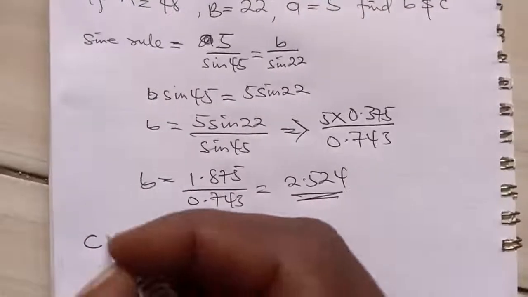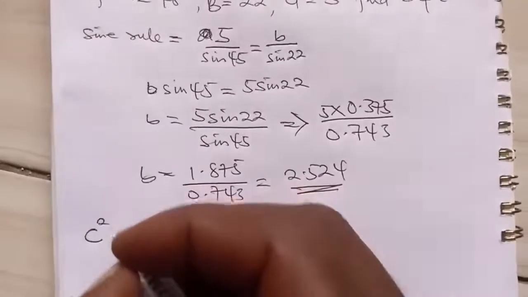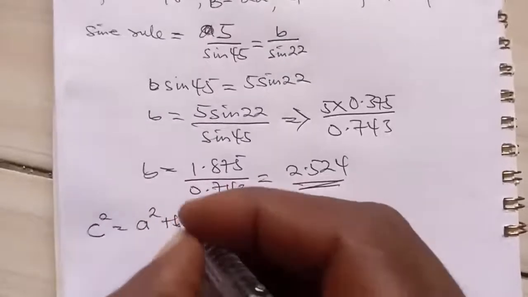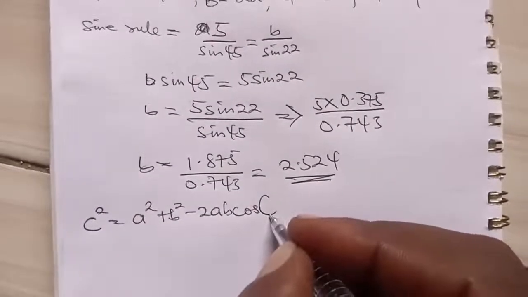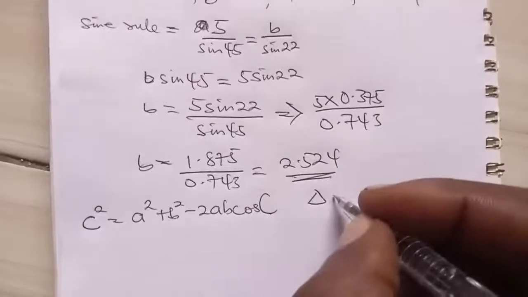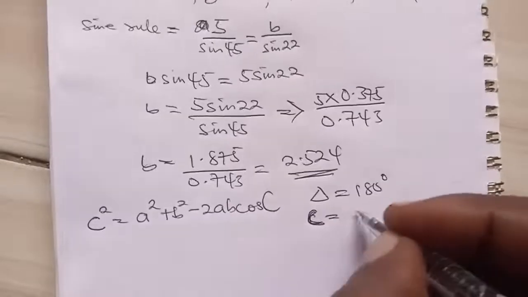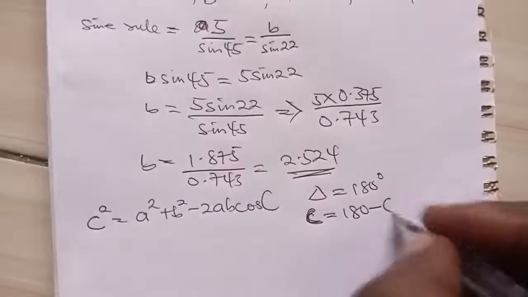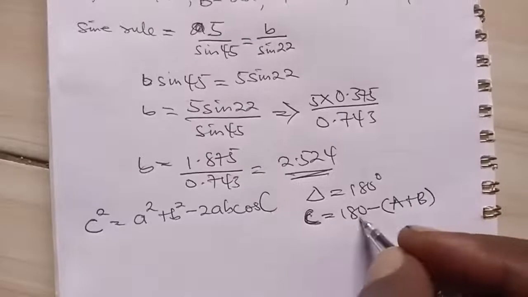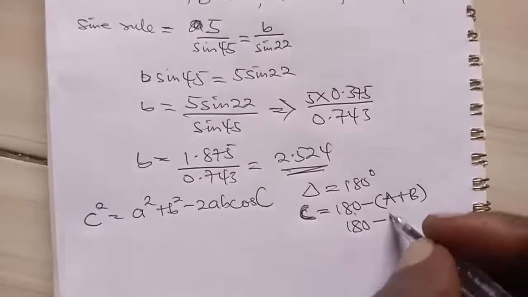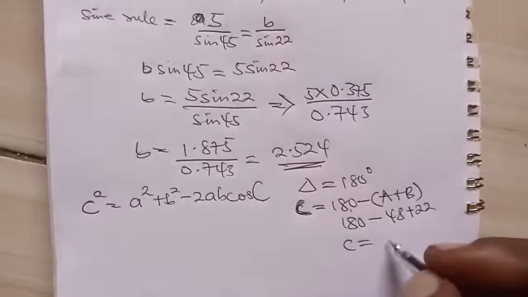So for us to find a small c, we can use sine rule, but for the sake of using another method, let's use cosine rule. And you know that cosine rule, c squared, says it is a squared plus b squared minus 2ab cos big C. But we don't know big C from the question, so we need to find big C. How do we find big C? Total angle in a triangle is equal to 180 degrees. So it means big C will be given by 180 minus the angle of A plus B. So if we subtract them from 180, anything left is C. So 180 minus 48 plus 22, which will give us 70. So 180 minus 70 will give us 110 degrees.